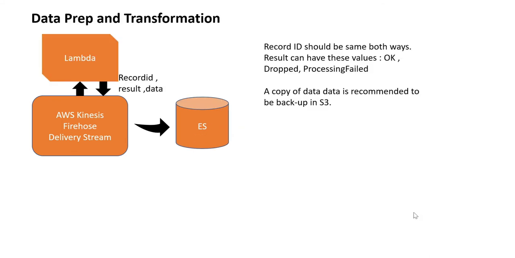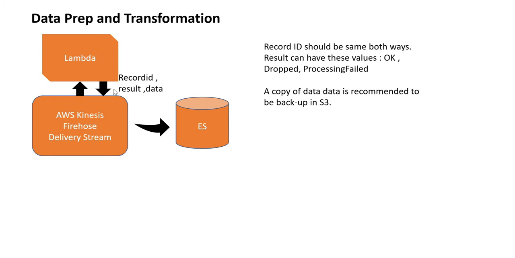Now let's look at data preparation and transformation here. For data preparation and transformation, Kinesis sends the data to Lambda. Lambda transforms it and sends it back to Kinesis Firehose, and then it sends it to the target, which can be S3 or Redshift. In this case, it is Elasticsearch. One important thing: when Firehose sends the data to Lambda, it sends a record ID, and Lambda should process and send the data with the same record ID.